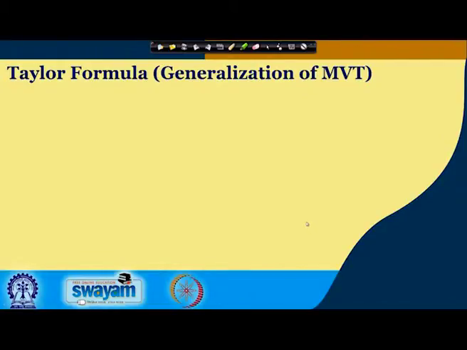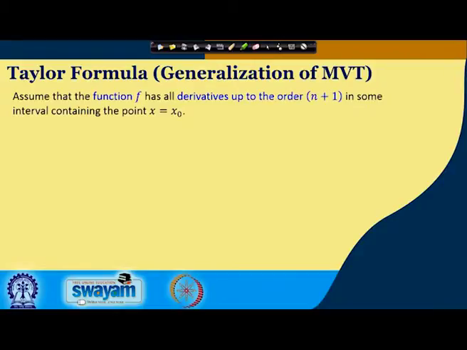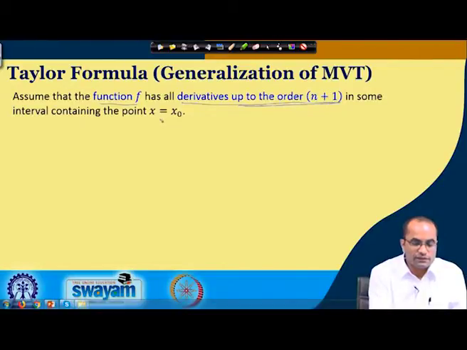So, this Taylor's formula is a generalization of the mean value theorem or the Cauchy mean value theorem, which we have learned in the last lecture. So, we assume that the function f has all the derivatives up to the order n plus 1 in some interval which contains the point x equal to x 0.